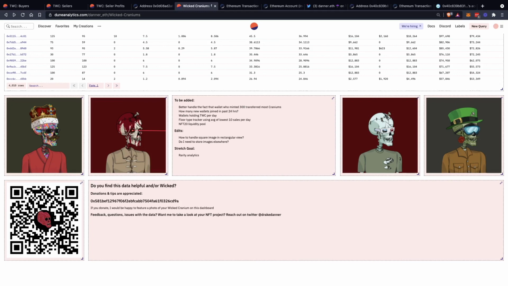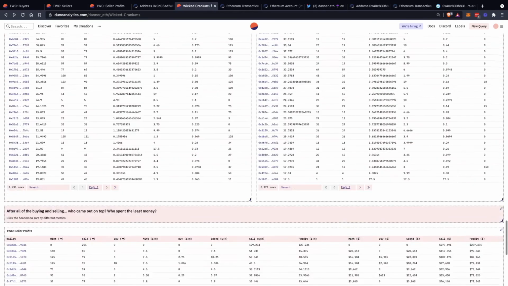That's kind of this one right here. A floor type tracker. So the best way that I've thought about doing this is using the average of the lowest 10 sales per day and just saying that's the floor. Maybe the median of the lowest 10 sales per day is better, or something like the average and the median. I don't know. I'm going to have to do a little bit of looking into stats to figure out what the best thing to do is there. The NFT20 liquidity pool, getting some statistics around that would be pretty cool in here.